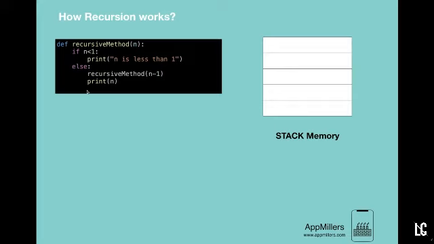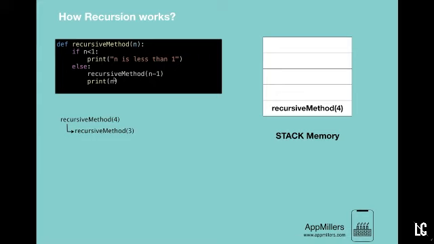So to make things clear, let's run this function for parameter of 4. And let's see how this will be managed in stack memory. When we run this function with parameter of 4, first the system checks whether 4 is less than 1. We see that 4 is greater than 1, so this means that else statement will be executed, which is calling the recursive function with parameter 3.